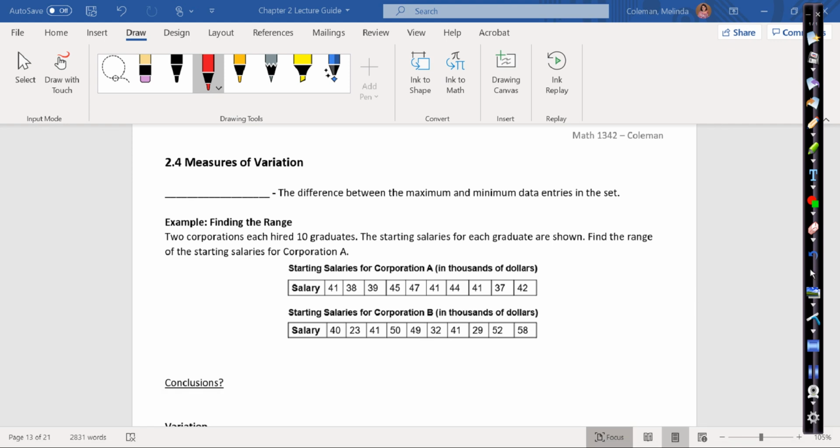All right, the next section we're going to cover is 2.4, measures of variation. So first thing, a couple of definitions. The range is the difference between the maximum and the minimum data entry in your set. So this is your range.